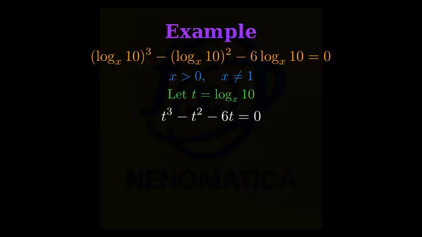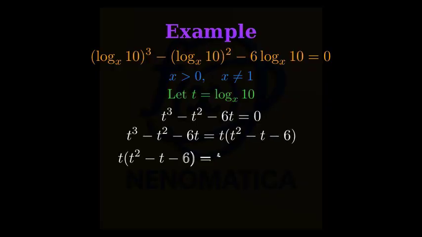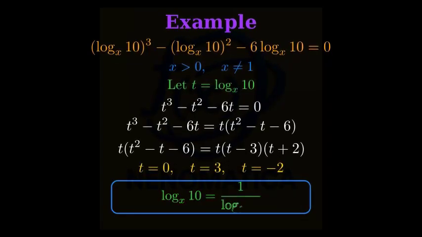Next, factor the cubic exactly as shown. First, factor out t. Then factor the quadratic t squared minus t minus 6. Using the zero product property, list the three possible values of t. Before solving each case for x, recall the change of base identity. Log base x of 10 equals 1 over log base 10 of x.